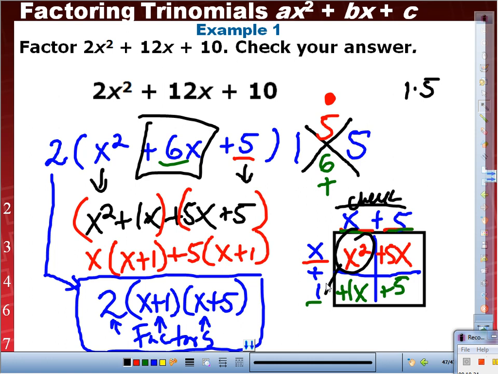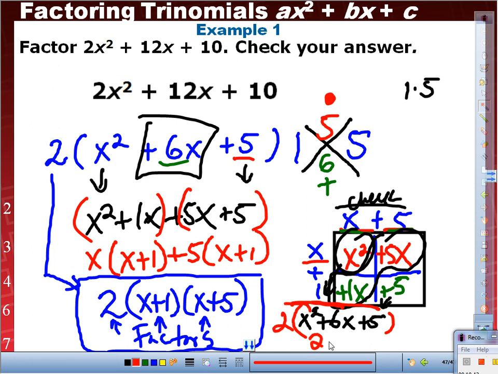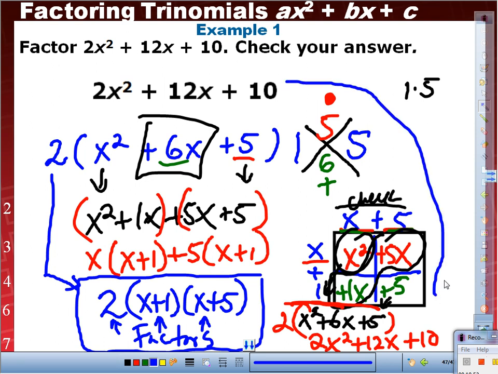Bring this down. That's x squared. Draw your peanut. What is 5x plus 1x? That's 6x. Bring down the plus 5. Am I done? No. What did I say? At the end, don't forget about your BFF, which was 2. Distribute, distribute, distribute. We're left with 2x squared plus 12x plus 10. Did we end up with what we started with? Yes, and that's how you check.